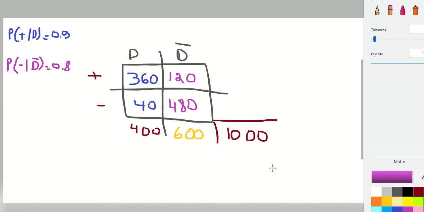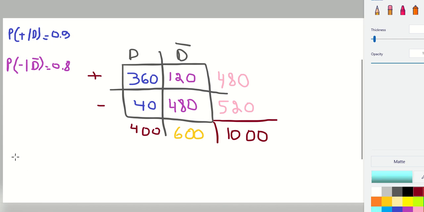Now I can carry on and add up the marginals. If I want to figure out the total of positive, it's 360 plus 120, so that's 480 in total tested positive, and the total that tested negative is 40 plus 480, that's 520, and obviously 480 plus 520 is equal to 1000.